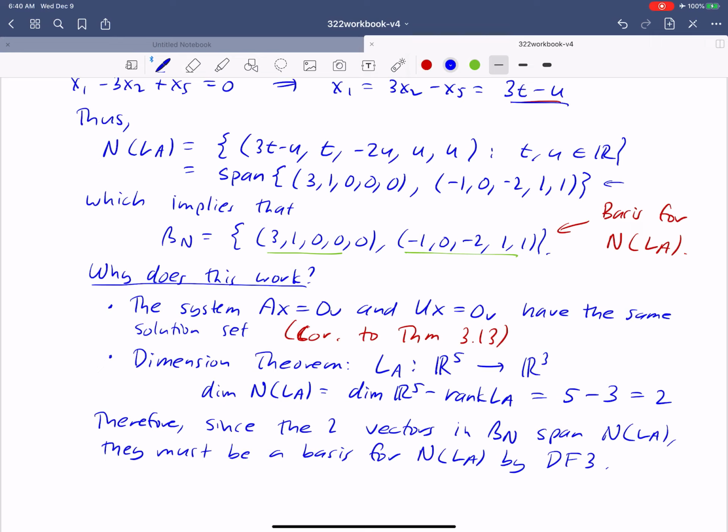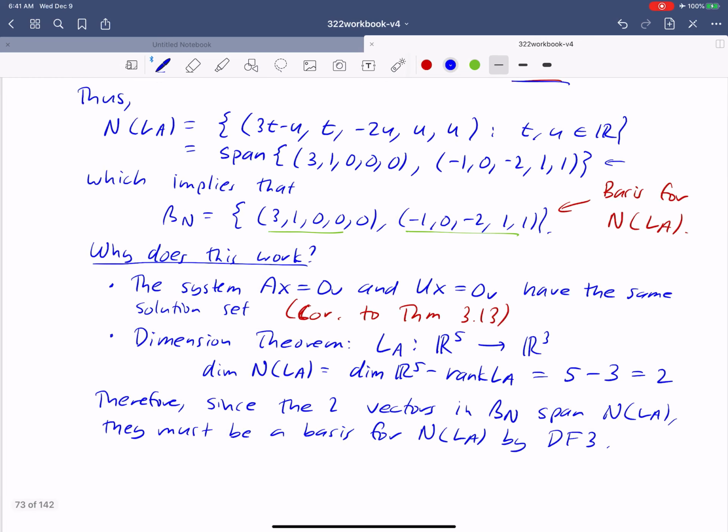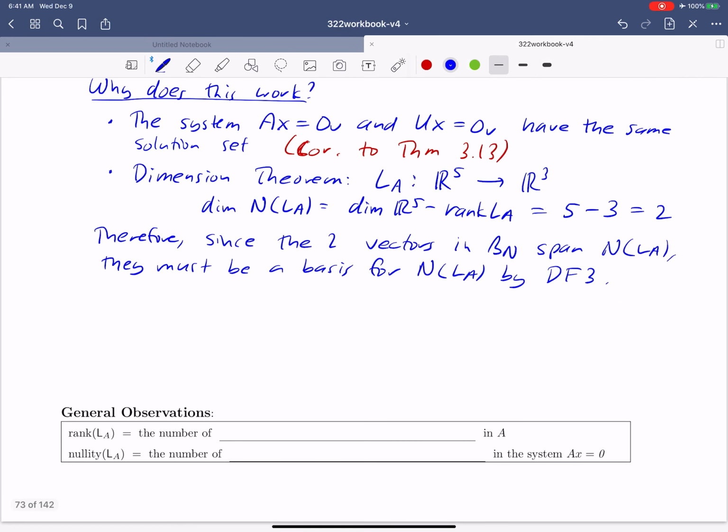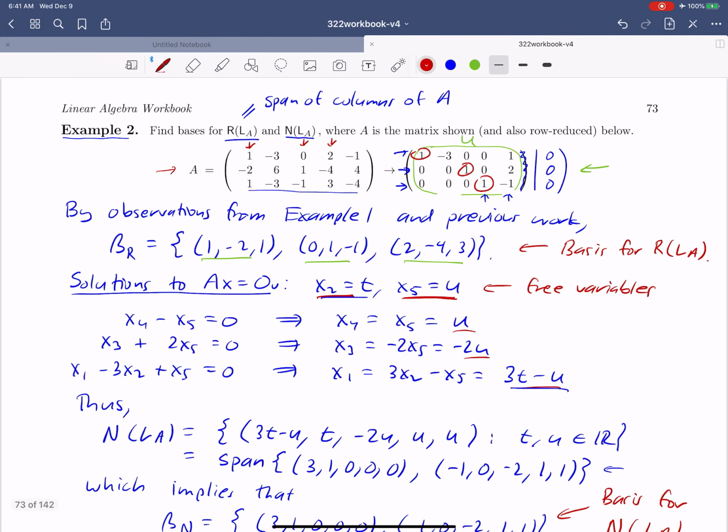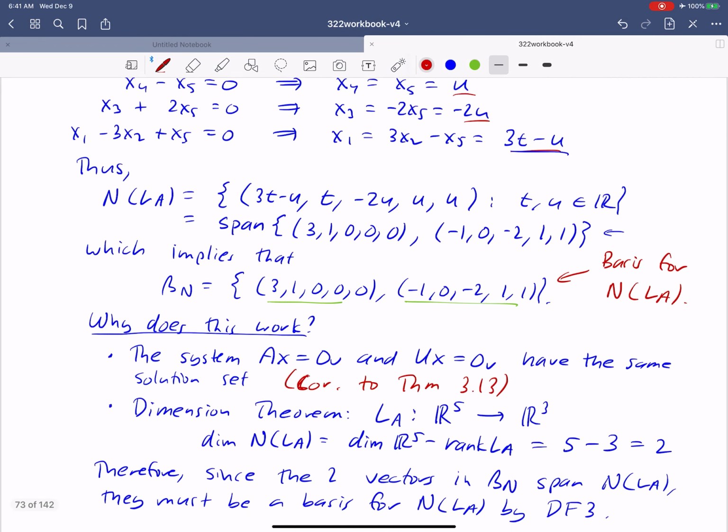So let's pull it all together. This is a specific example, but we can make a couple of general observations that are going to help us from here on out in this chapter summary. The first thing that we might notice is that the rank of L of A is the number of pivot positions in A. Notice that if you go back up to our matrix, we had 3 pivot positions, and that just happened to match the number of vectors in our basis for the range of L of A.